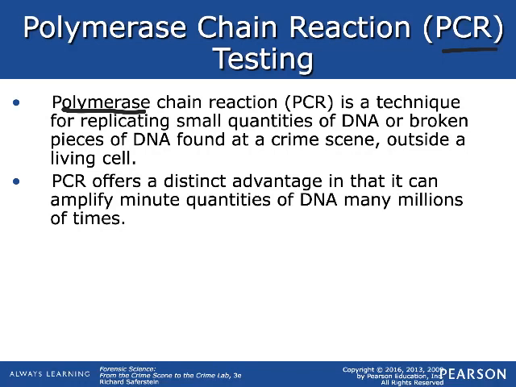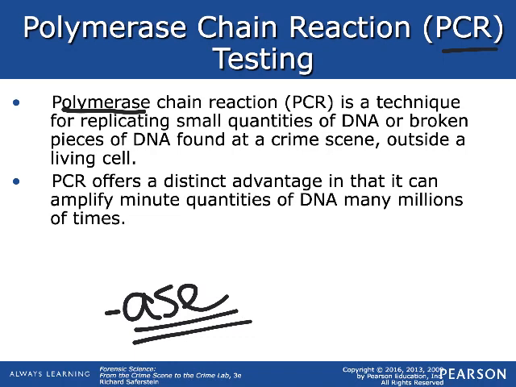Okay, so remember, and I don't know if you guys ever learned this, anytime you see something with the ASE on the end of it, that is like the universal symbol for enzyme. So polymerase is an enzyme that builds things, builds polymers. And then chain reaction means it's just going to keep building, kind of like knocking down the dominoes. It's a technique where we're going to copy small pieces of DNA or broken pieces of DNA that could be found at a crime scene, and they're not necessarily in a cell.